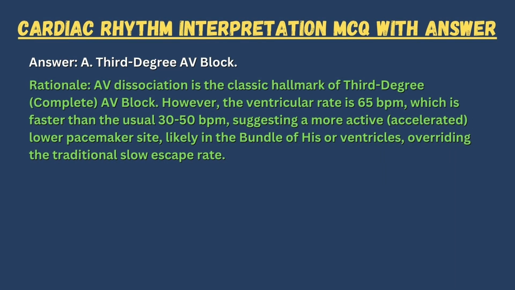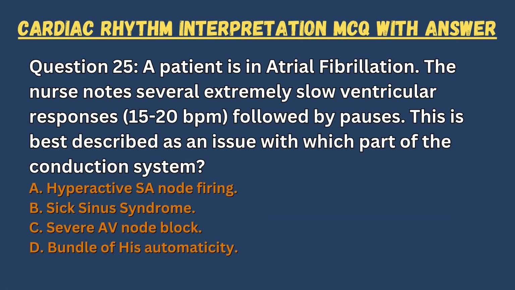Rationale: AV dissociation is the classic hallmark of third degree complete AV block. However, the ventricular rate is 65 beats per minute, which is faster than the usual 30 to 50 beats per minute, suggesting a more active, accelerated, lower pacemaker site, likely in the bundle of His or ventricles, overriding the traditional slow escape rate. Question 25.